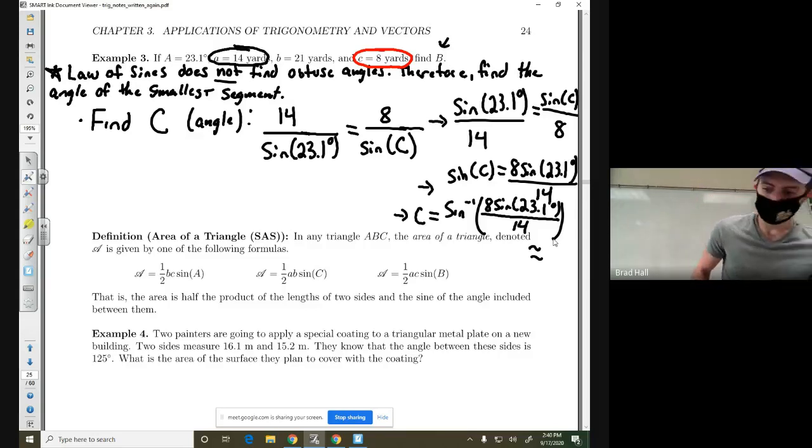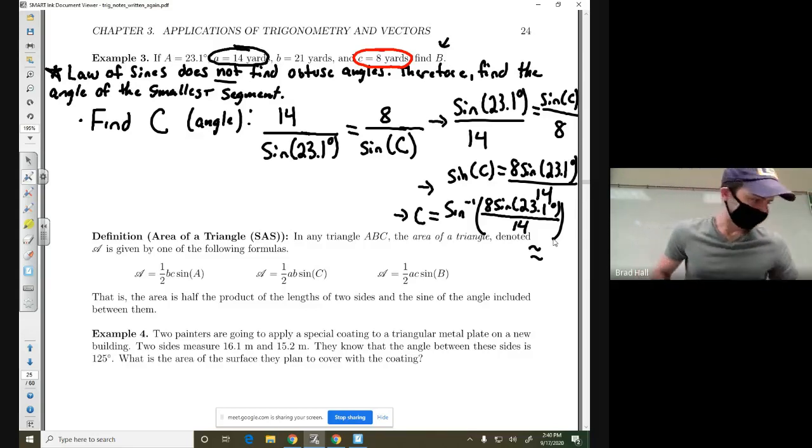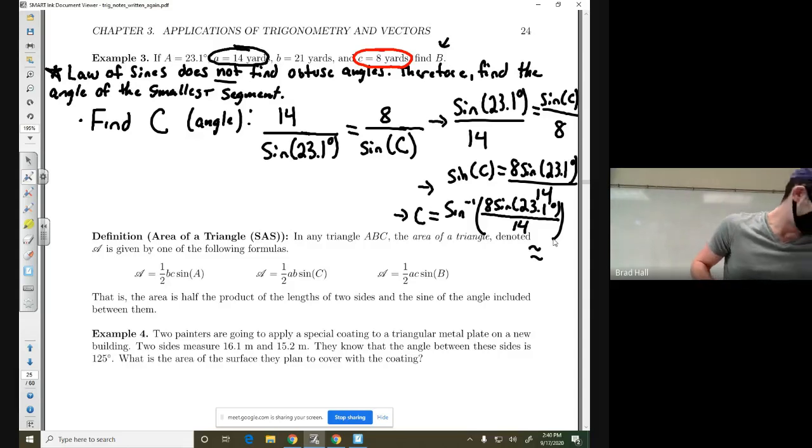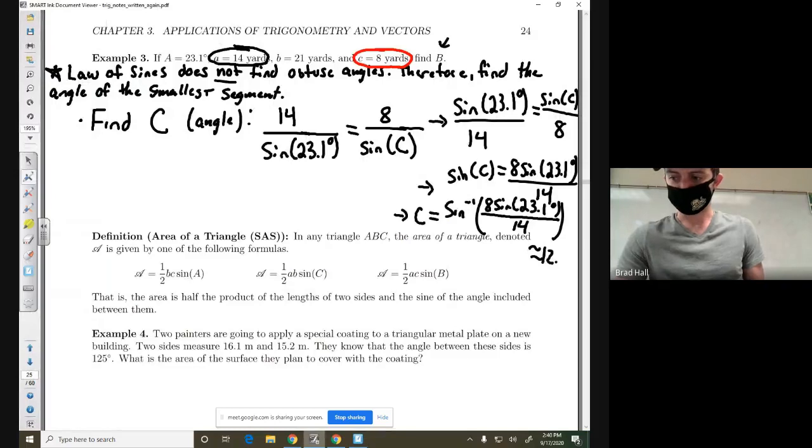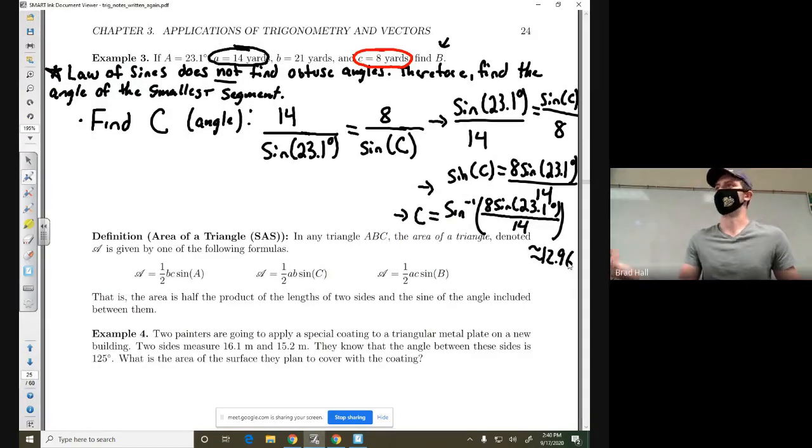And by throwing all that in the calculator, we get 12.96. Because we did it a slightly different way, we're off by a hundredth according to my calculator, which, big deal. I'm grading it, so I don't really care.